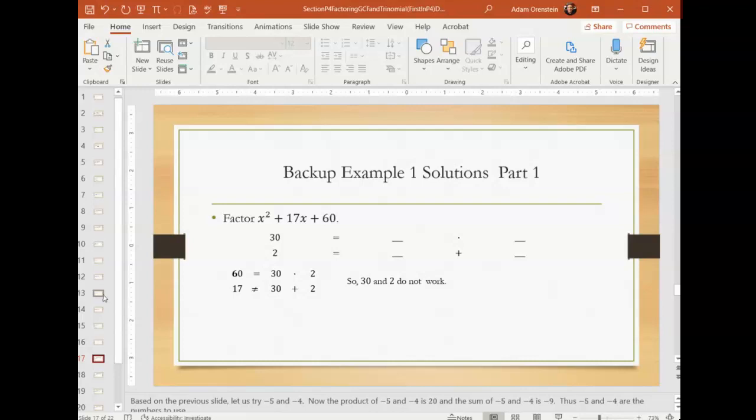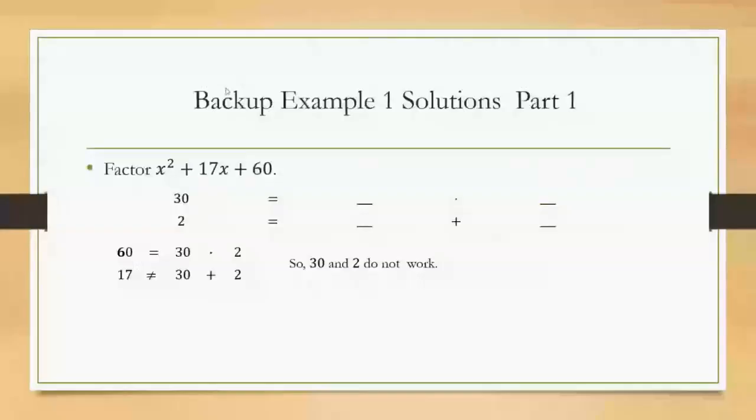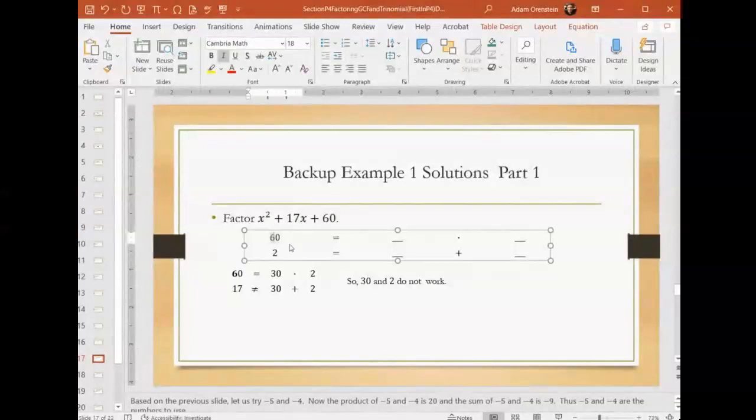So for this one, let's say we want to factor now x squared plus 17 times x plus 60. So again, we want to find two numbers whose product is 60 and whose sum is 17. I don't know why these are 30 and 2. Let me just fix that. That's what we want to do. Now the question is, is that going to work?